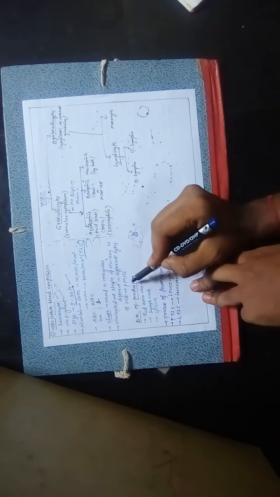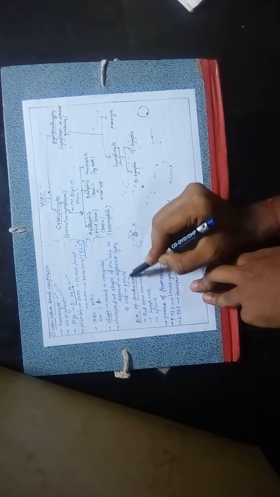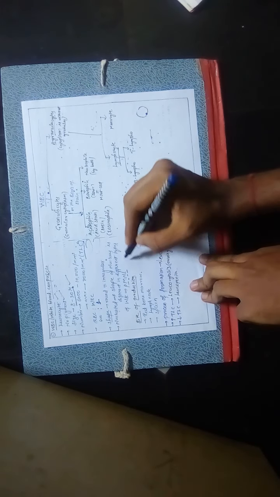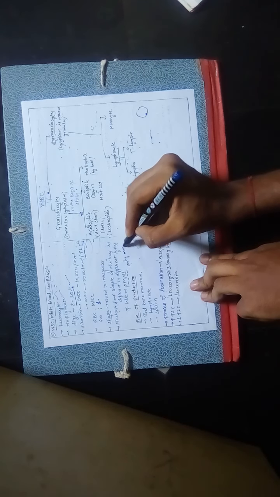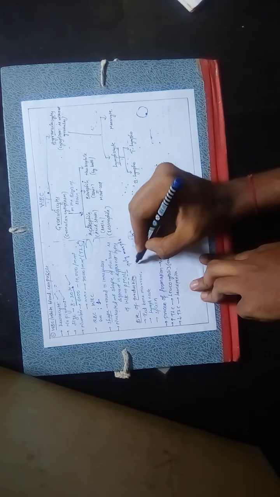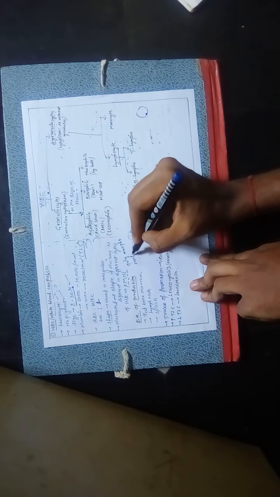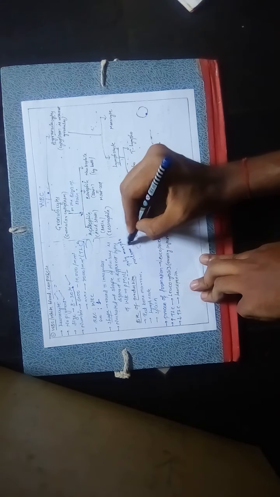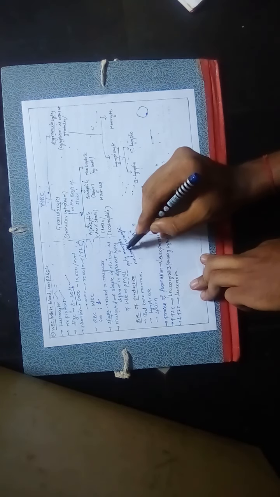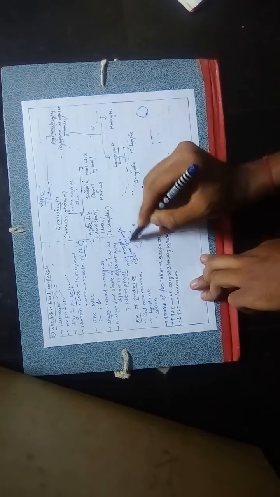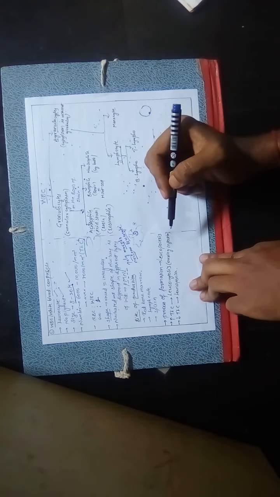It is called PMNL, nothing but polymorphonuclear leukocyte. Because of the different shapes of the nucleus, it is called polymorphonuclear leukocyte. Okay, you will come to know what the types are.